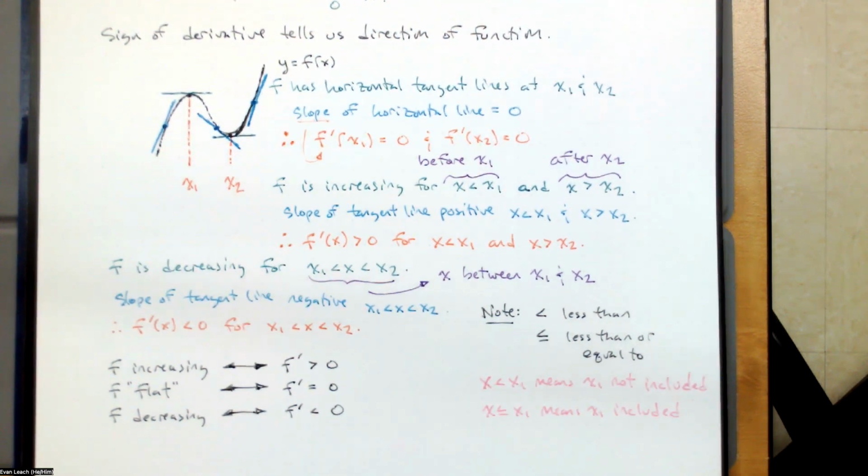These are the three things that could happen with a number. It could be zero, it could be positive, it could be negative. If the first derivative is positive, the function is increasing. If the first derivative is zero, then the function is flat. If the first derivative is negative, then the function is decreasing.